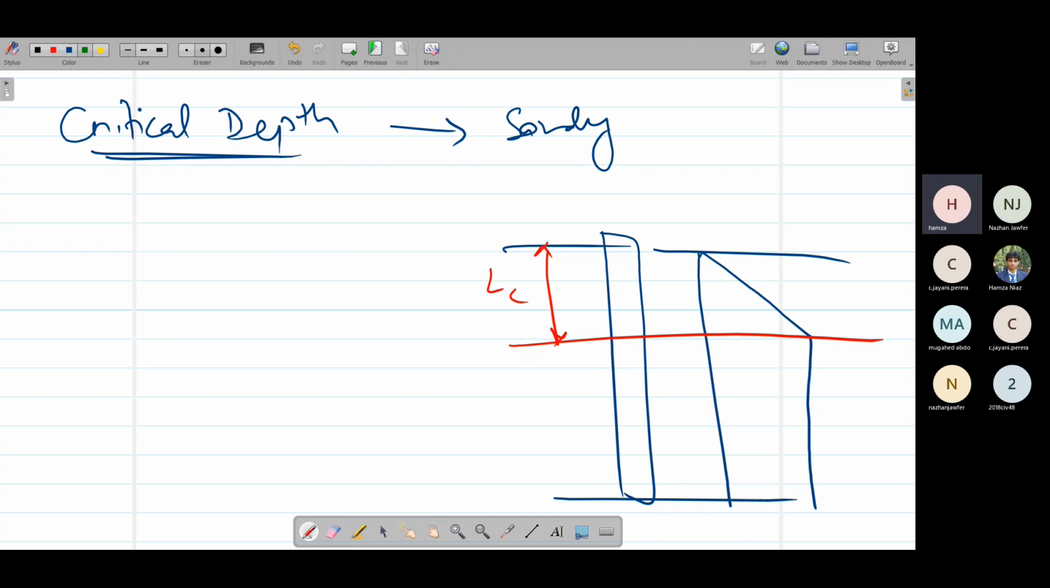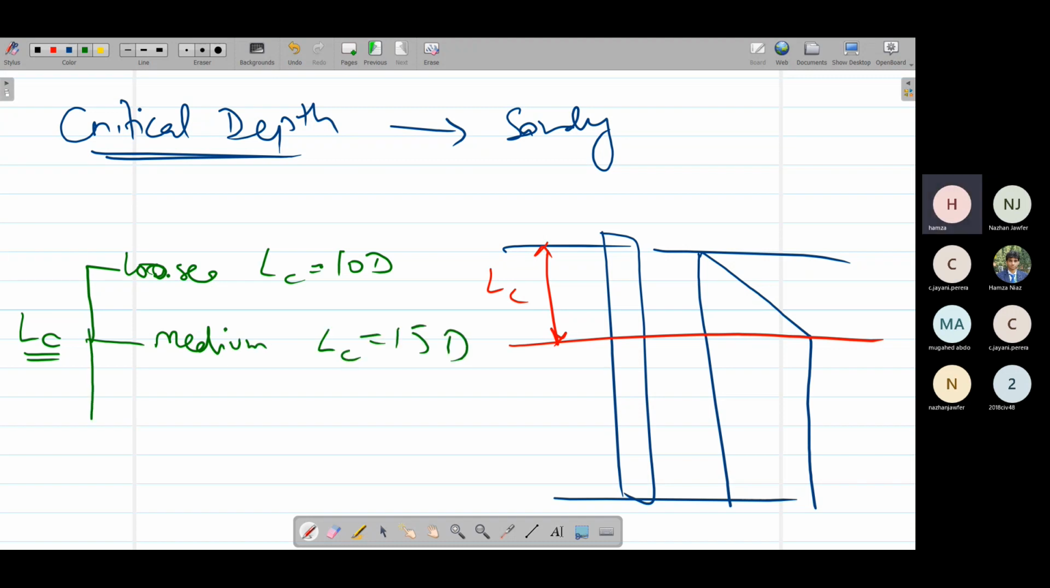It is simply an empirical concept. For example, for loose sand, LC is equal to 10 times the diameter of the pile. For medium dense, LC is equal to 15 times the diameter, and for dense, LC is equal to 20 times the diameter. Usually we take LC as 15 times the diameter. This is a conservative value, so we'll take this medium.